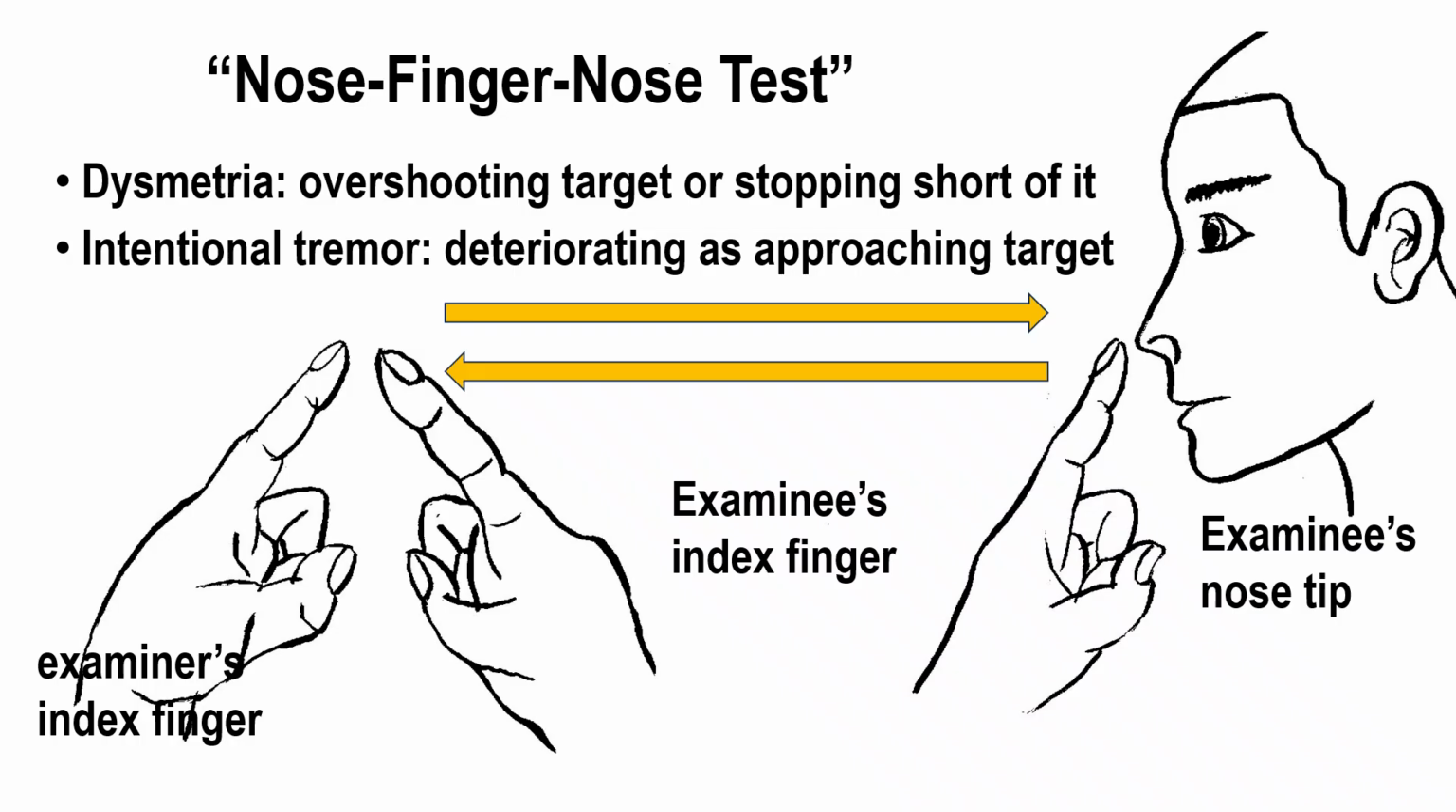Once the examinee becomes somewhat accustomed to the test, the examiner can improve the accuracy by moving the position of their index finger while continuing the test. Symptoms such as the fingertip overshooting the target or stopping short of it are indicative of dysmetria, while intention tremor is characterized by increased finger tremor as the examinee approaches the target.